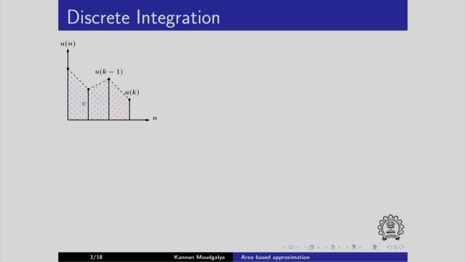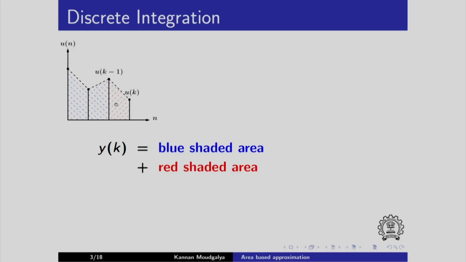Let us consider the problem of finding the area under this curve. This is equivalent to integration. So if the area under the curve u is given by y, then it is given by the blue shaded area plus the red shaded area, and the blue shaded area is given by y of k minus 1, the area obtained at the time instant k minus 1, plus the red shaded area.